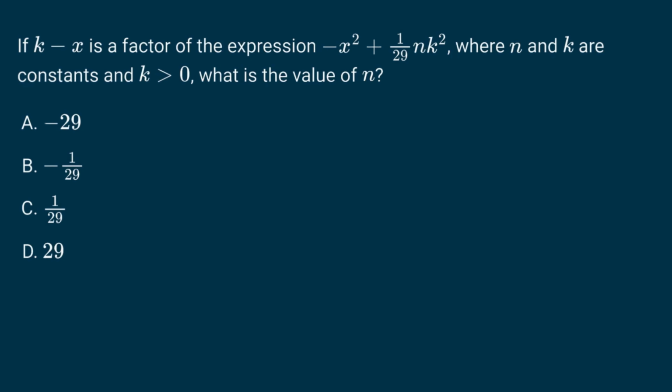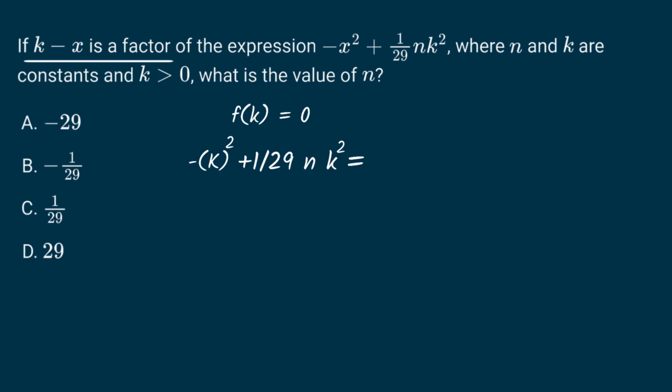At first, there is a meaning behind being the factor of the function, as that means that k is the x-intercept, which means if you plug in k in the function instead of x, the function should be equal to 0.